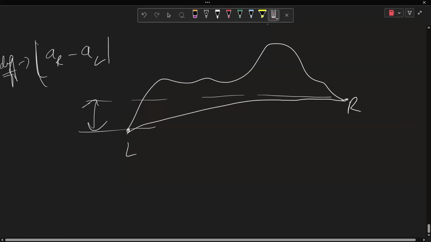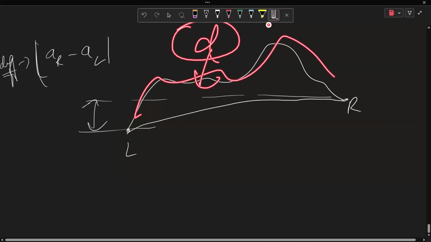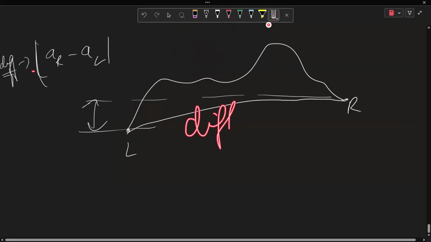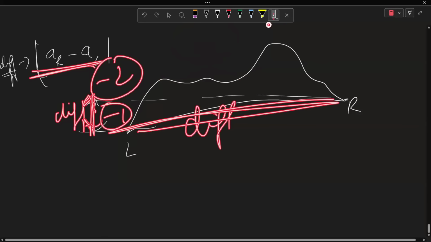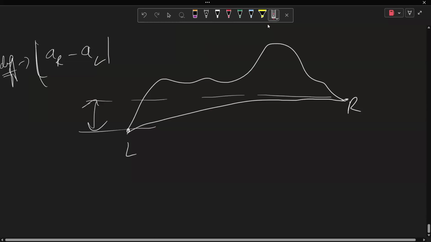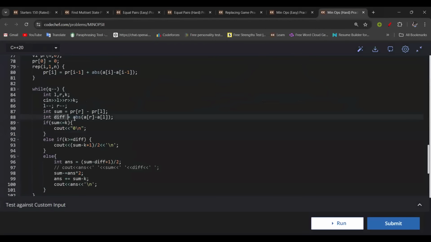So initially my sum of difference was some D. Till D is getting reduced to this diff, which is this difference, it would reduce in steps of 2. After this, it would reduce in steps of 1. Okay, I hope that is clear. So this diff variable is storing the absolute difference between AR minus AL.